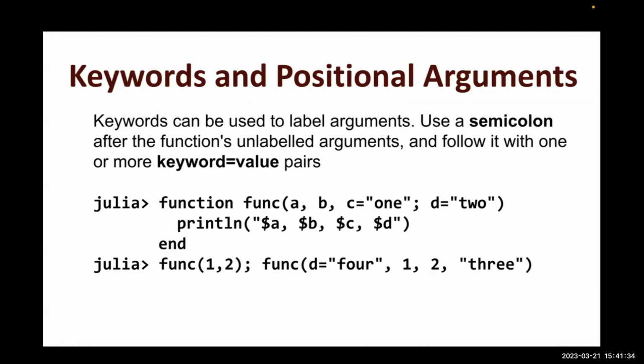So keywords and positional arguments, that's something I just mentioned. Keywords can be used as labeled arguments. For example, if you define a function like a, b, c, d here, c and d are 2 keywords, separated by a semicolon. Use a semicolon after the function's unlabeled arguments, and you can do that. So c here is an optional argument because we provide a default value for it, and the d here is a so-called keyword argument.